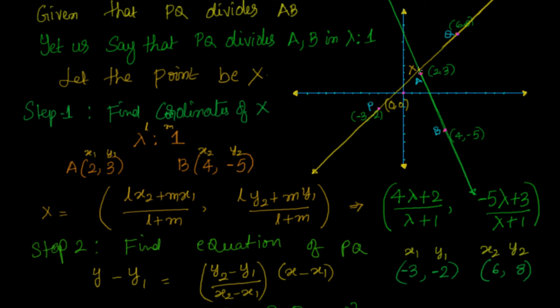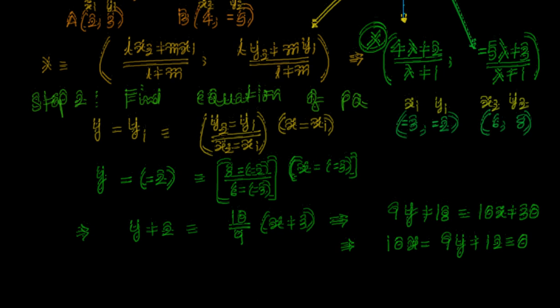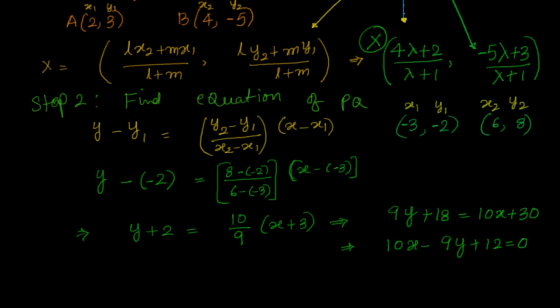We also know the coordinate x. Now x should satisfy PQ. So let us substitute the coordinates of x in PQ, by which I can find out the value of lambda. So let's go ahead and do that. If I substitute x in PQ, x is 4 lambda plus 2 by lambda plus 1.